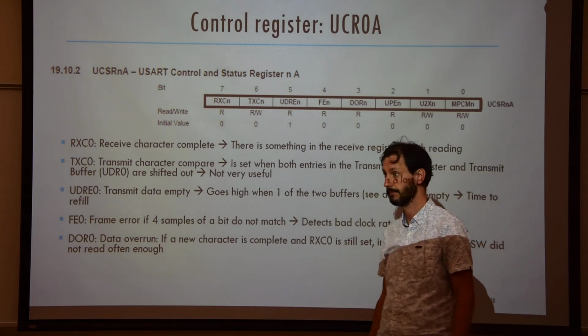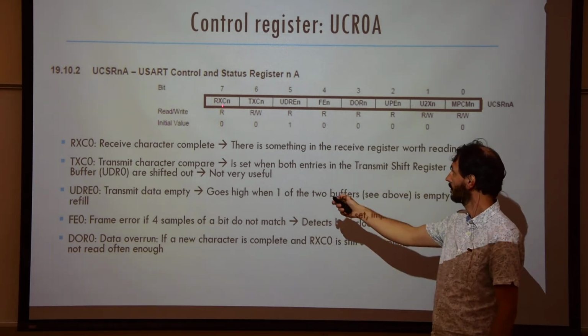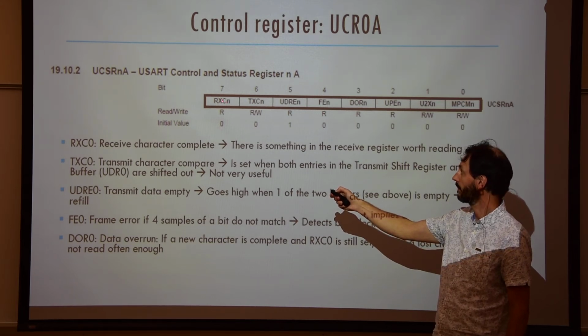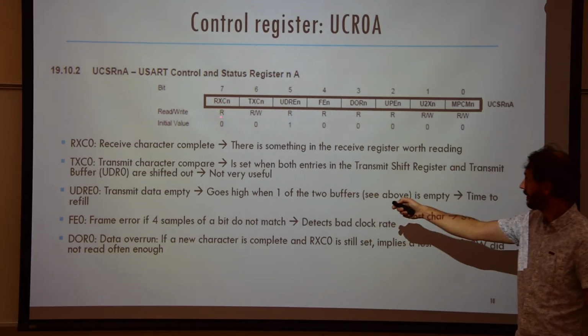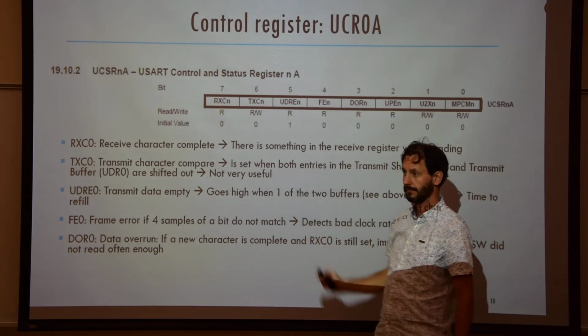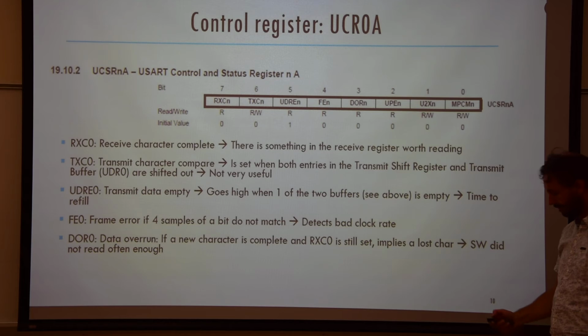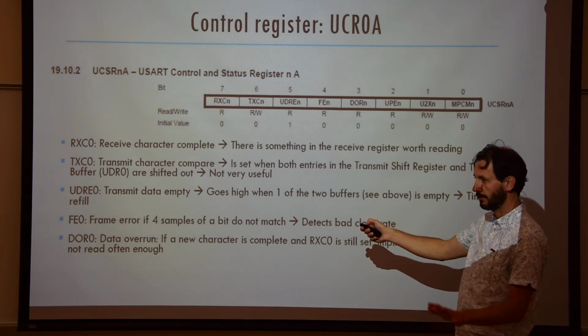So RXC0 is just the name for that position in the UCSR0A register, right? Exactly. So if I wanted to write a couple lines to say if I've received character complete, it would be if UCSR0A, parentheses for position, RXC0 equals 1, then that means I've received something complete and do some other stuff. No, that is wrong.